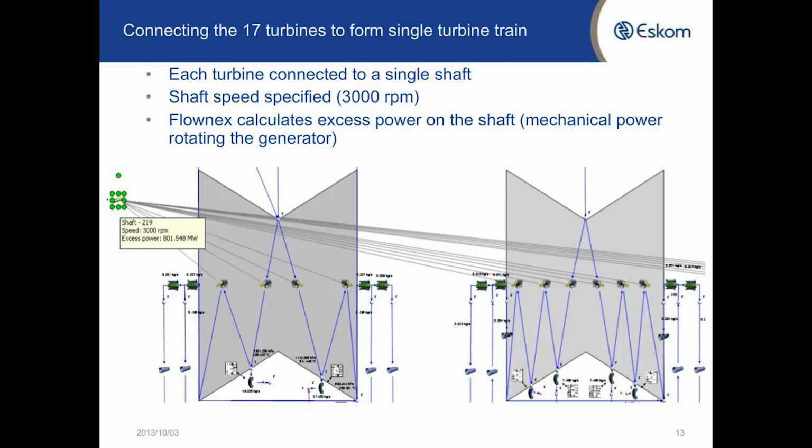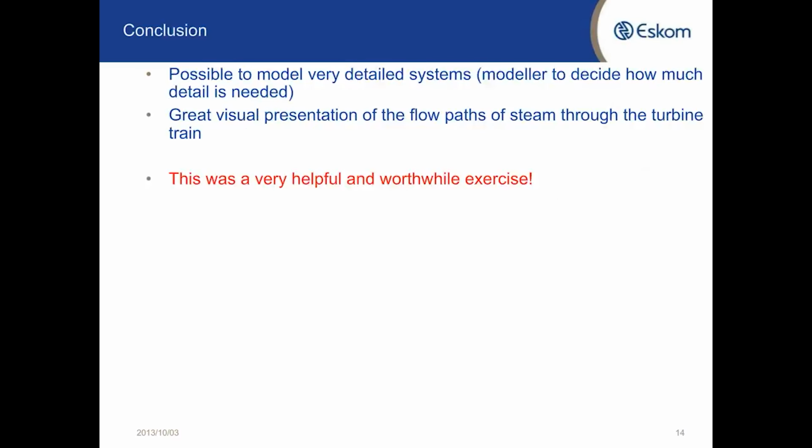Yeah, that's basically it. In conclusion, it's possible to model a very detailed system, and it's up to the modeler to decide how much detail he wants in the system. For me, it's a great visual representation of the flow paths of the steam of the turbine. Normally in the P&IDs, you don't get that detail of exactly where all the quantities of steam will go.